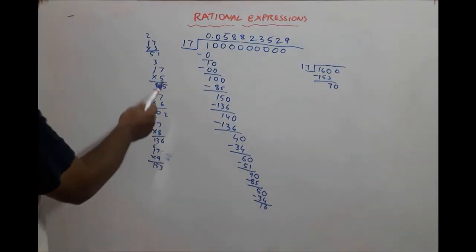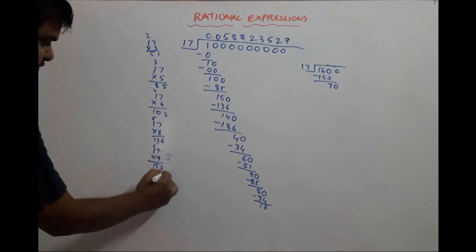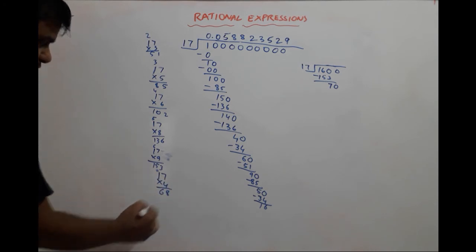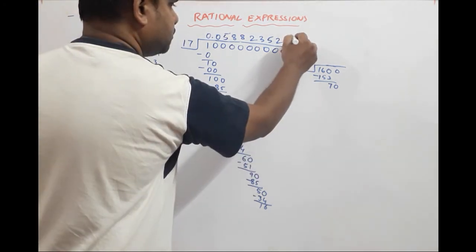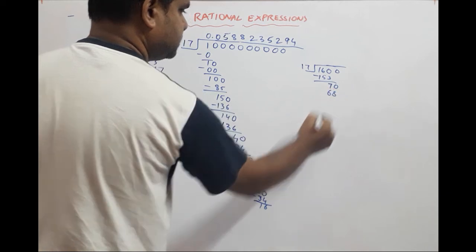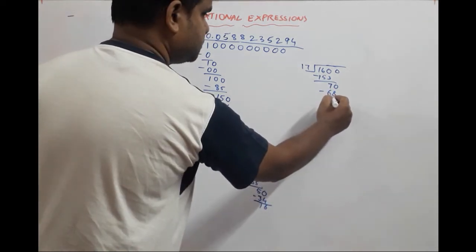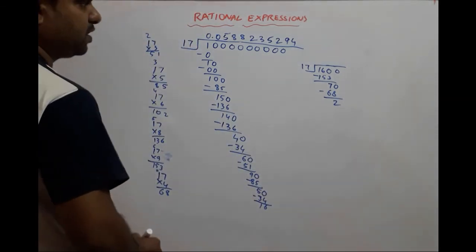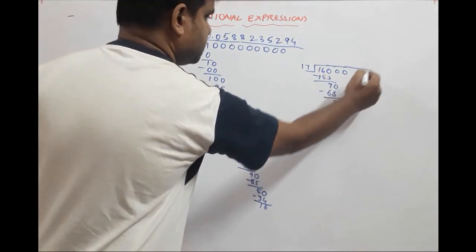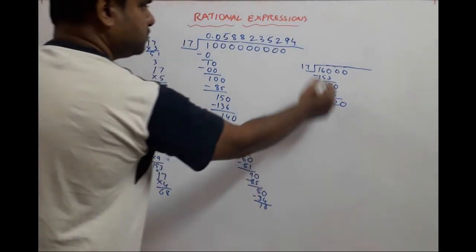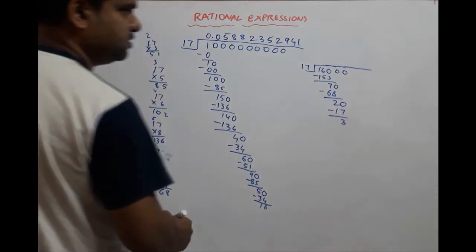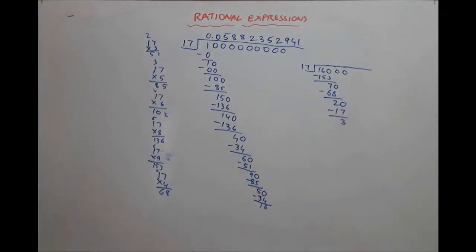70. Which one comes close to 70? I think we don't have a thing. So we'll put 17 into 4, I think should come, as 4 sevens are 28, 4, 68. So 17 into 4 is 68. And we will get 70 minus 68 is 2. Once again we put a 0 over here and bring this 0 down, and now 17 ones are 17, 20 minus 17 is 3.